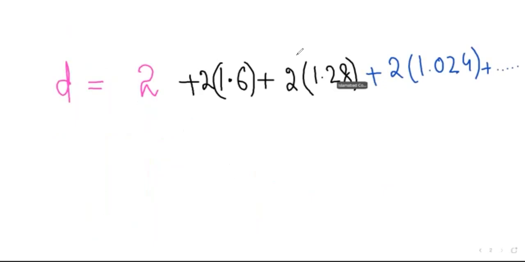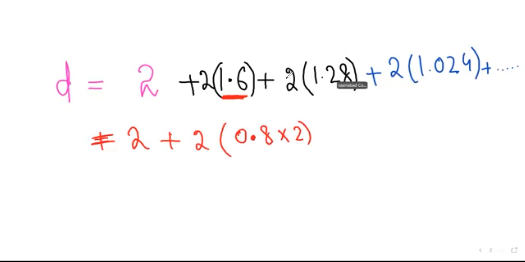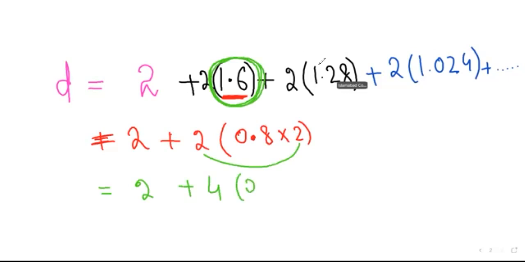So can I write this 1.6 as 80%? 80% is 0.8. 80% of 2 means multiply by 2. Actually, I got this 1.6 by calculating 80% of 2. So that becomes like this. Our equation is something like this. So 2 times 2 is 4, and 4 times 0.8.